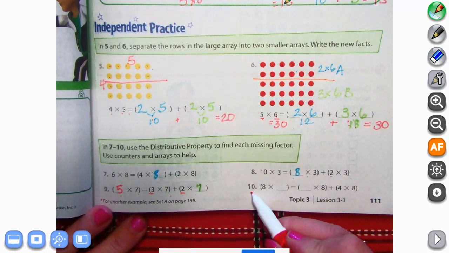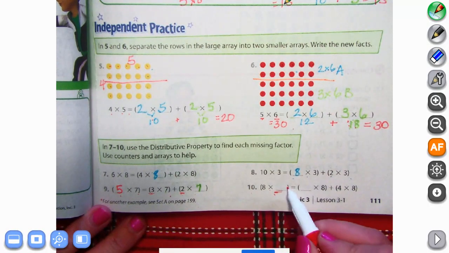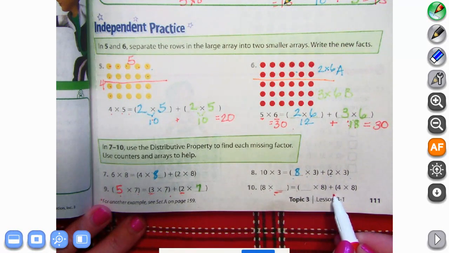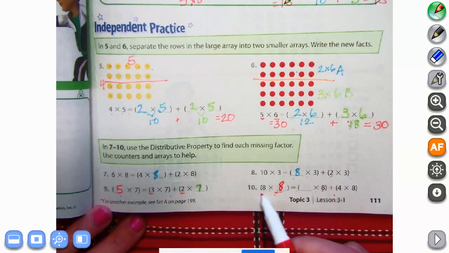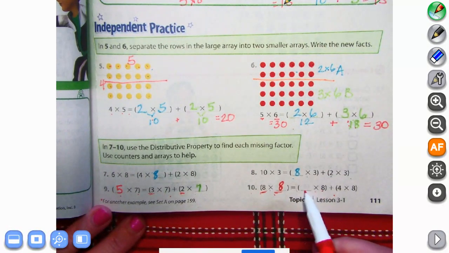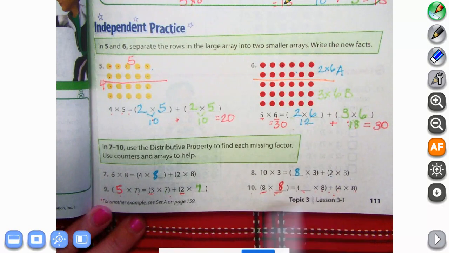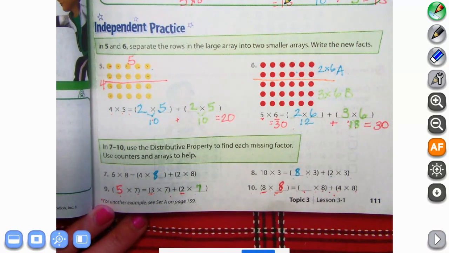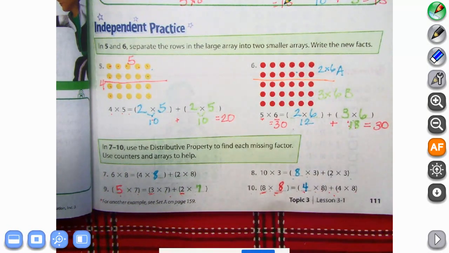All right, number 10, 8 groups of something. So I don't know what the something is. I'm going to go to the other side here and see what it is. Times 8. Okay, it says that it's times 8. But it broke up this first eight. It's now no longer eight groups of eight. It's now four groups of eight plus, what would this have to be? That would have to be four, because four plus four equals eight.